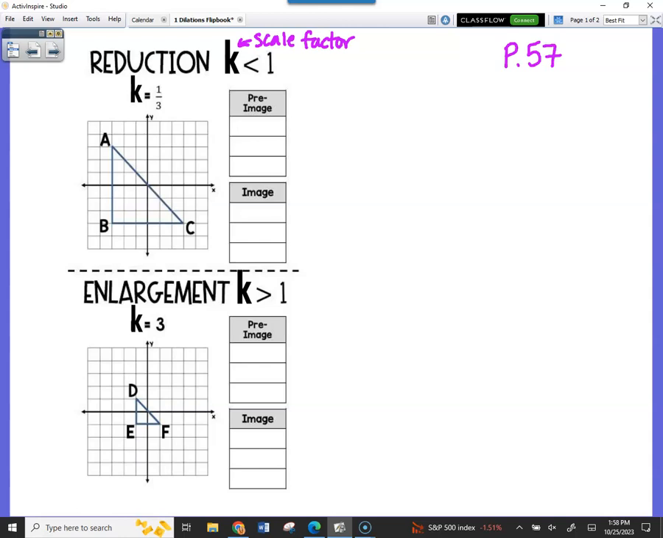Take this triangle right here. I want you to label the points A, B, C. Then we are going to use the scale factor to find the points of A prime, B prime, and C prime. So read the graph, find the coordinates for A, B, and C, and write them down.